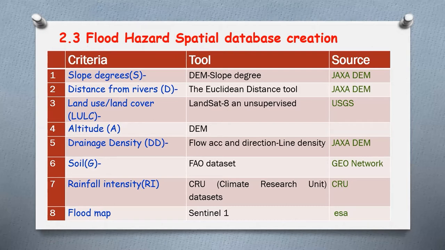eight data sets. One of them is slope in degrees. We used a tool called a digital elevation model. The source of the data was the JAXA website. For the distance to rivers, we used the Euclidean distance tool. For the land use land cover, we classified the Landsat images using unsupervised classification in ENVI. For the altitude, we also used the digital elevation model. For drainage density, we used what we call flow accumulation and the directional intensity. We also collected soil from the FAO data set, and rainfall using the Climate Research Unit. The Sentinel map here, we were using to validate our maps.